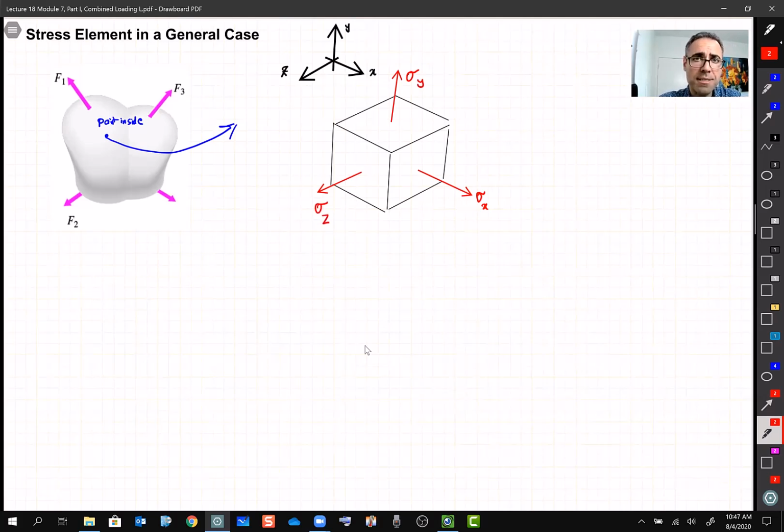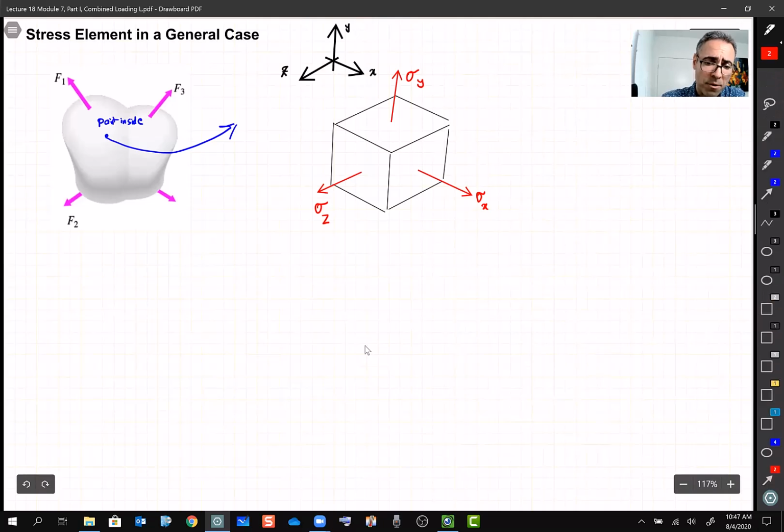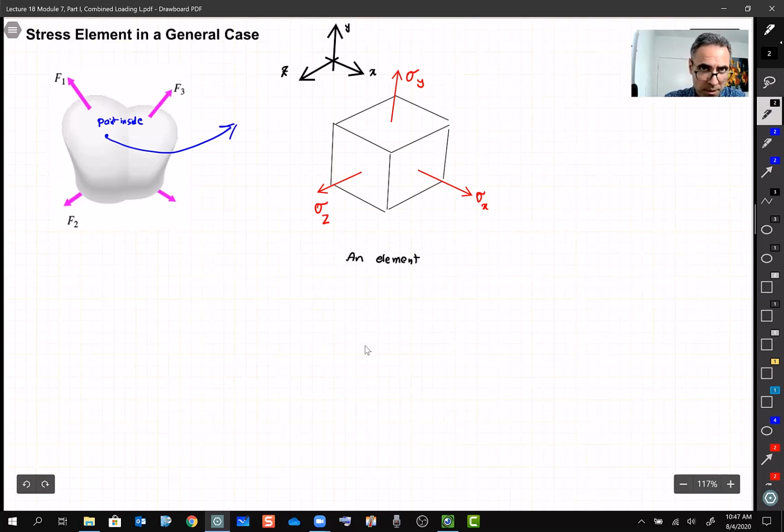Also, because we are in static, this point, or a better name from now on, we call it an element. An element means a tiny, tiny cube from this part, right? This element has to be balanced. Otherwise, things start moving and it's not static, and we don't like that, right?